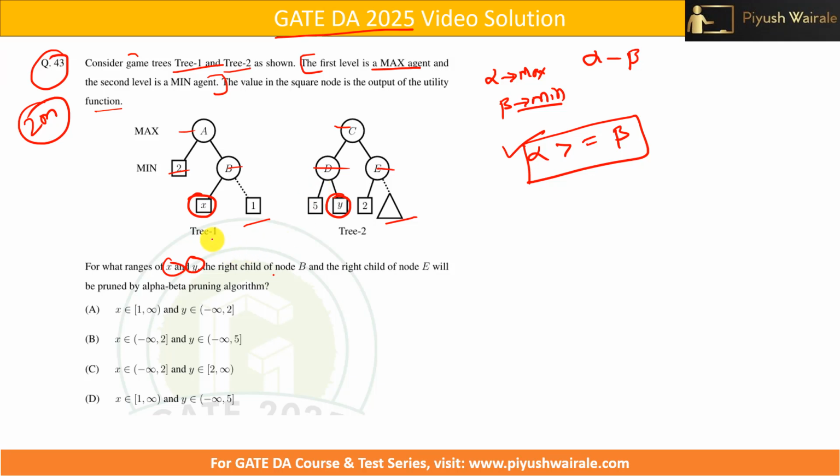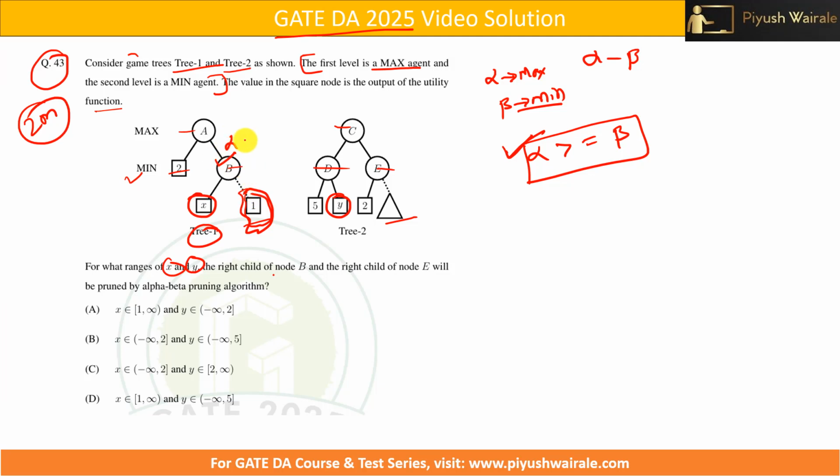So first, tree 1 is given to us here. Here you can see the min player, the utility value is 2. The max player is A. Now, if you observe, the right child node of B is pruned. What can we say about this? If this particular node is getting pruned, then the pruning condition should be satisfied at this node. Then only can we say we are going to prune that subtree.